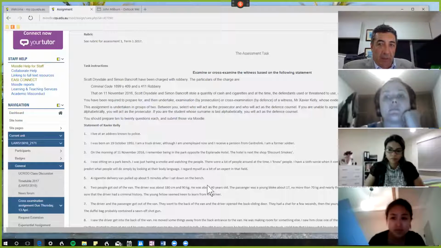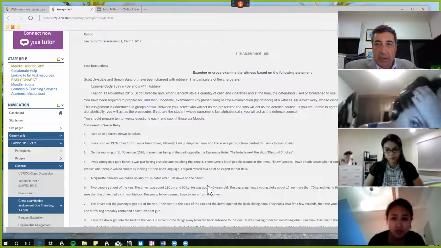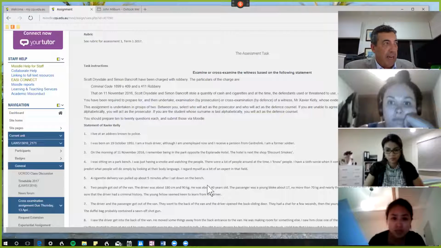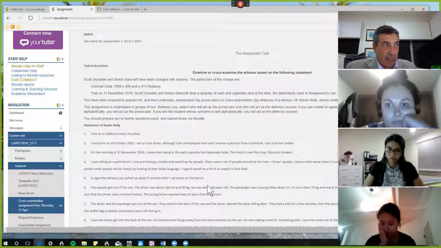So when we talk about relevance in a criminal law context, the first thing that I think you need to do is have a look at the exact charge, and that will come from the section of the Act, or the sections of the Act. So in this case, sections 409 and 411, robbery. If you're the prosecutor, in simple terms, your task is to present evidence that goes to establish that on 11 November 2016, Scott Drysdale and Simon Bancroft stole a quantity of cash and cigarettes, and at the time, the defendants used or threatened to use actual violence to a person.